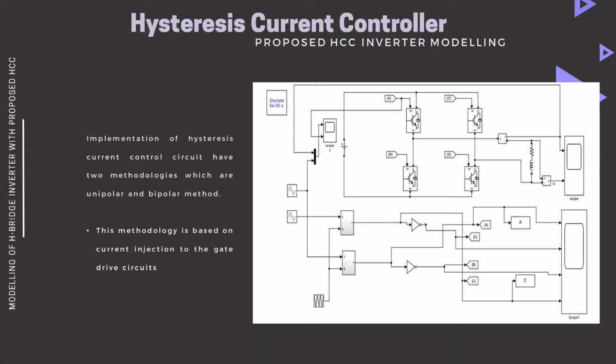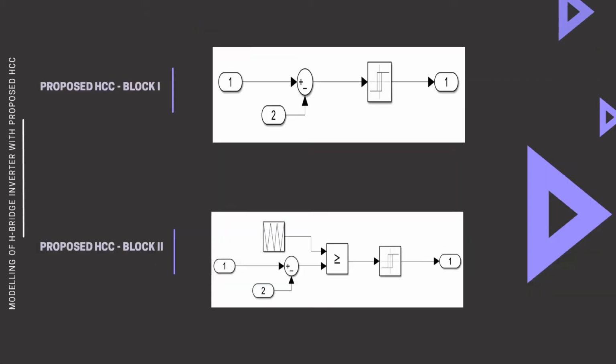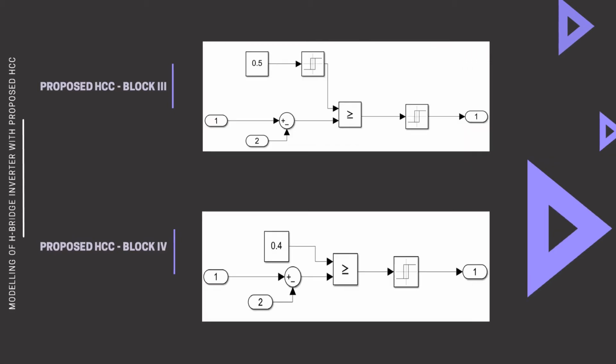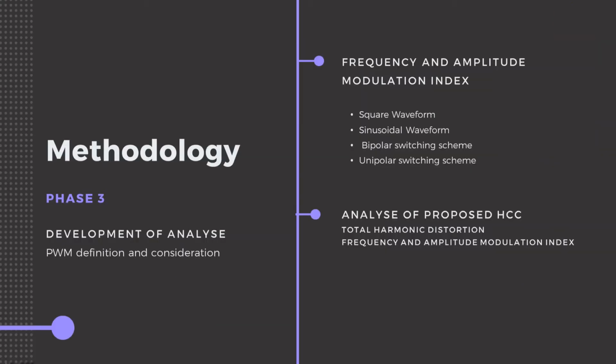Then, move on to the hysteresis current controller circuit modeling, with the methodology based on current injection to the gate drive circuit. The proposed HCC block has four proposals, which are proposed 1, proposed 2, proposed 3, and proposed 4. Next, the last methodology is development of analysis of total harmonic distortion, divided into two parts, which are frequency and amplitude modulation index, and analysis of proposed HCC.